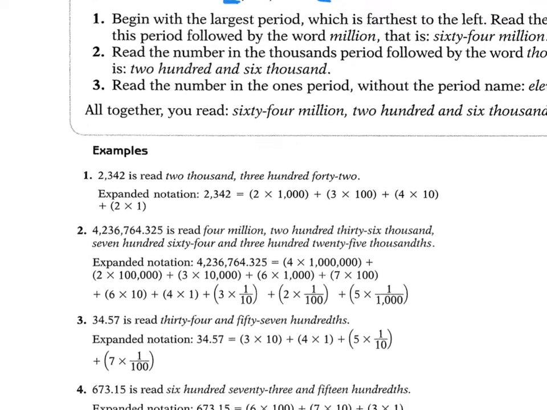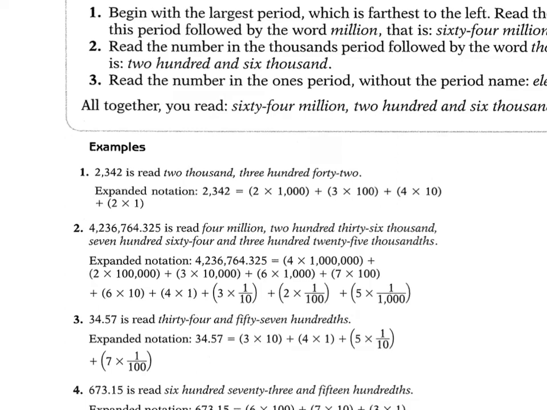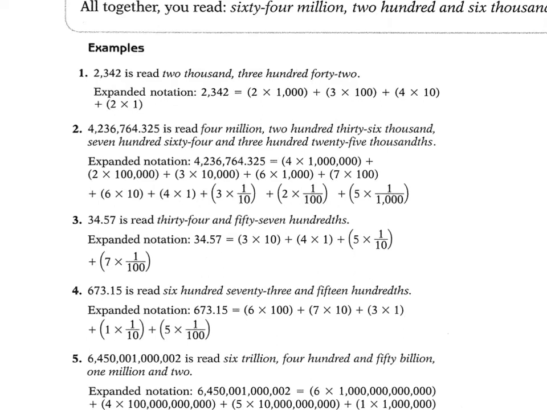So looking at example 1, we have 2,342, and it's read as 2,342. And if we were to write it in expanded notation, we write each place value times the number. So since 2 is in the thousands place, it's 2 times 1,000, and then we just add each together. So then we have the 3 in the hundreds place, so plus 3 times 100. We have the 4 in the tens place, so plus 4 times 10, and then the 2 in the ones place, so plus 2 times 1.